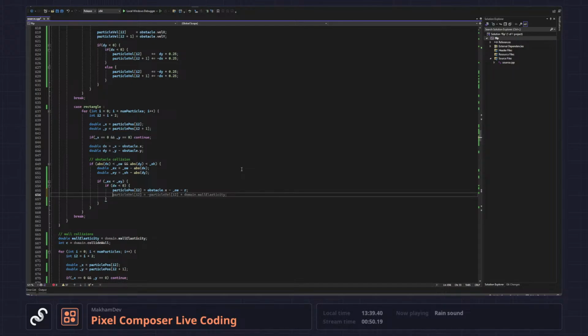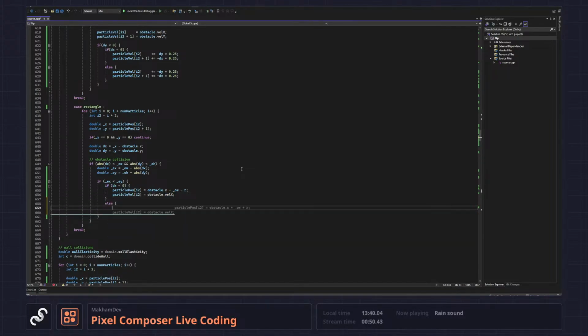Nah. Now you're just making things up. So the particle velocity at I2 has to be changed. That is true. It should be changed by, well, first would be the obstacle x velocity. Just that for now, right? Else, we have to do the same thing, but we do plus instead of minus, and the x velocity is the same.